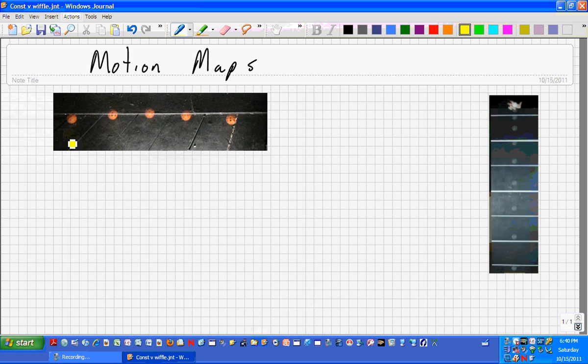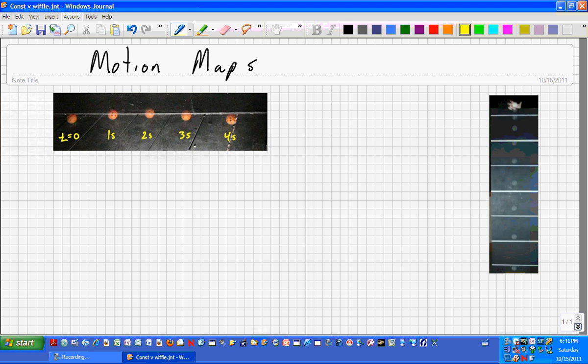The very first thing you want to identify is your 0. So this is at time 0. So that would mean that this would be 1 second, 2 seconds, 3 seconds, 4 seconds. So when the time is started, the object's here, and then 1 second later we see the object here, a second later we see the object here, another second later here, and so on. This is essentially a motion map.